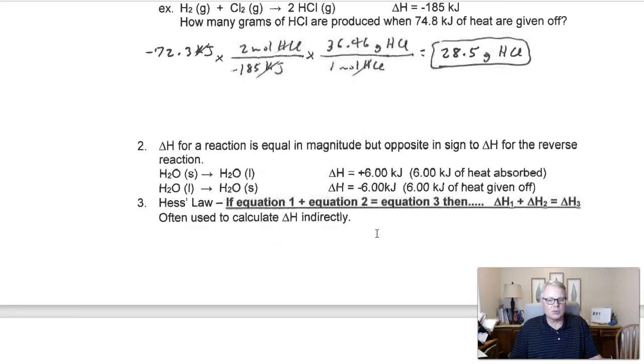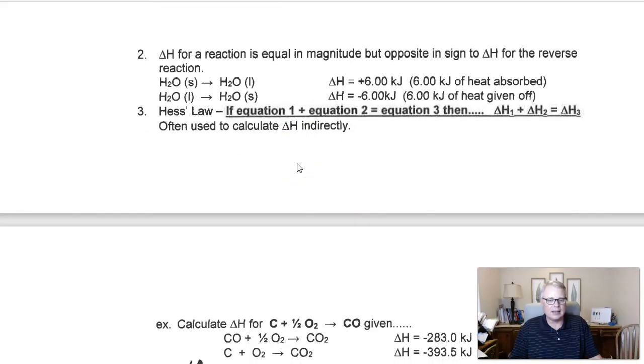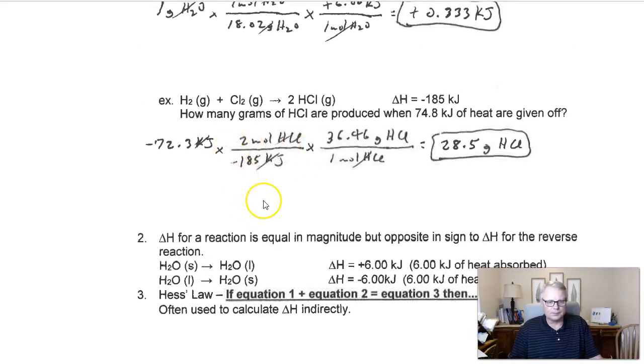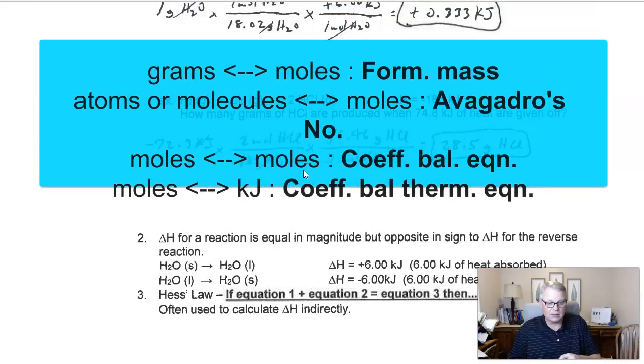Okay. So that's rule number 1. And again, it's just stoichiometry with one extra thing. All right? So quick recap here. If I need to go from grams to moles or moles to grams, what do I use? I use my formula mass. Okay, chapter 3. If I need to go from atoms of something to moles of something, what do I use? I use Avogadro's number, chapter 3. If I need to go from moles of something to moles of something else, what do I use? I use my coefficients in my balanced equation, that's chapter 4.